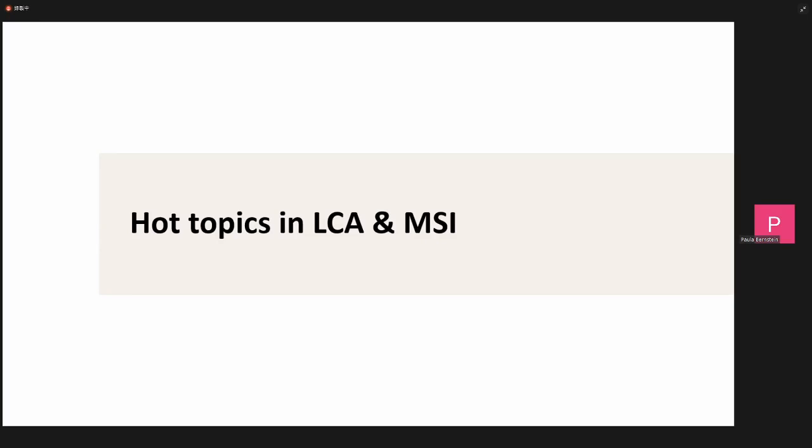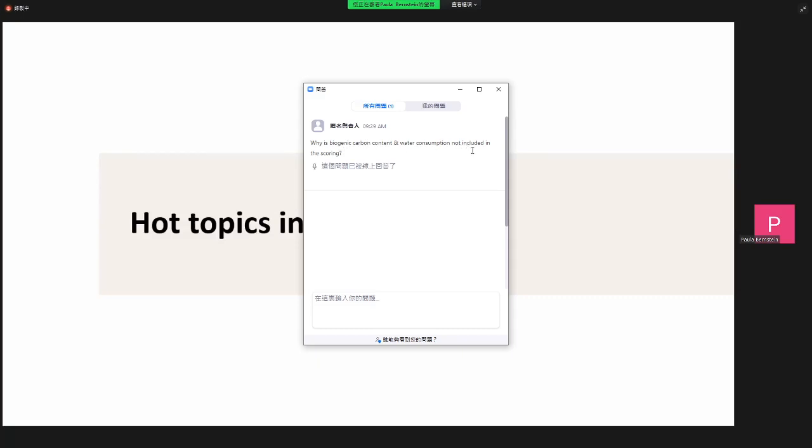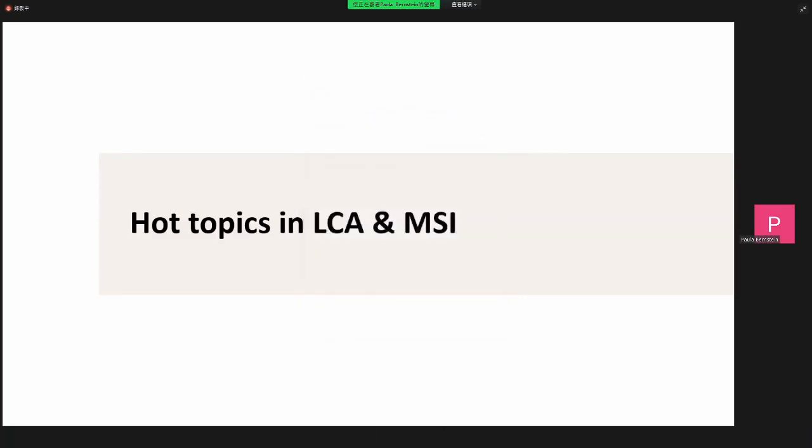So that's a distinction that we've made. Again, biogenic carbon content isn't necessarily a judgment. It's just saying how much biogenic carbon is in the material. So that's why we just include it as extra information, and it's not included in the score. And Stuart, feel free also to add to that. I hope that that made sense. Totally, yes. Okay, great.